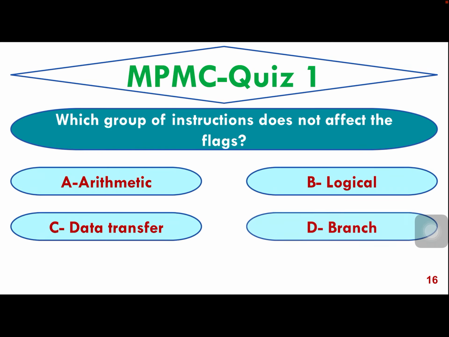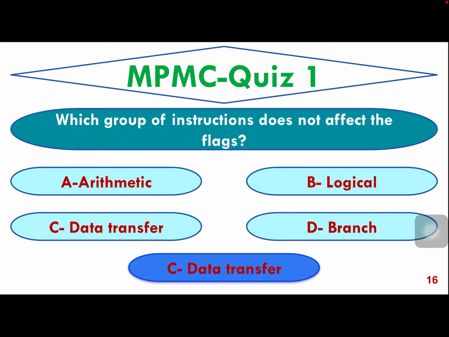Which group of instructions does not affect the flags? Arithmetic, logical, data transfer, branch. The correct option is data transfer. Data transfer just copies the data from one place to another place. It won't affect any flags.